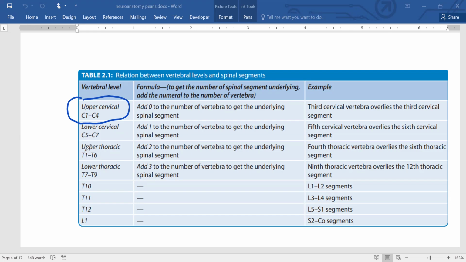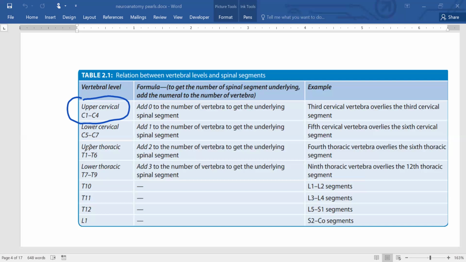Now the upper thoracic region, T1 to T6, you have to add 2. So the fourth thoracic vertebra lies over the sixth thoracic segment. And the lower thoracic region, that is T7 to T9, add 3 to the number of the vertebra to get the underlying spinal segment. Now the example is the ninth thoracic vertebra overlies the 12th thoracic segment.